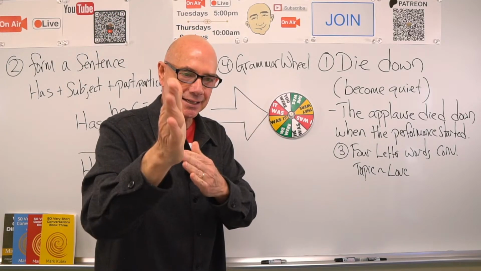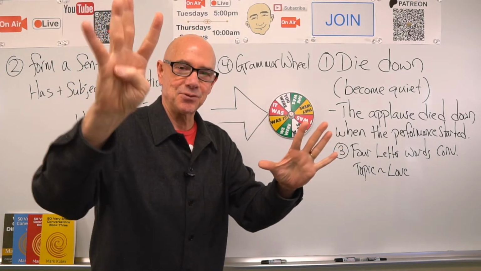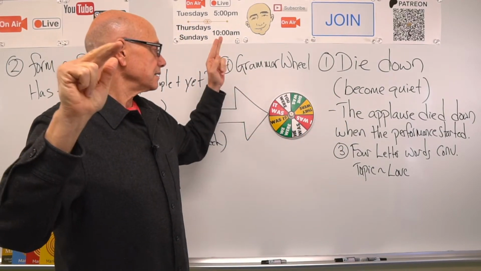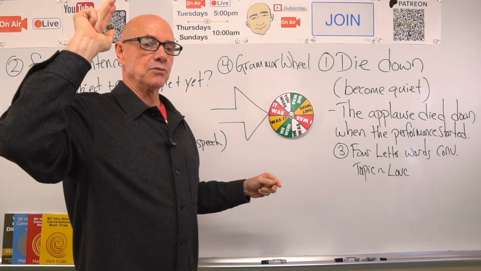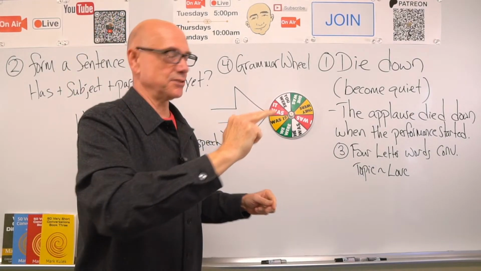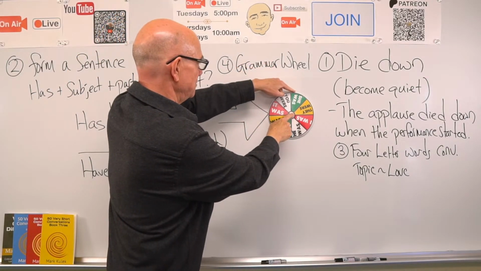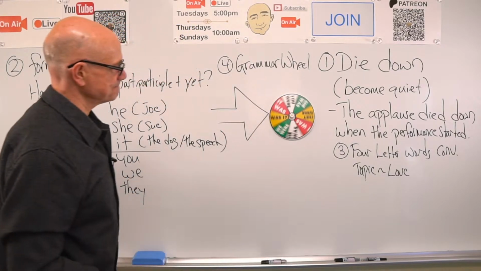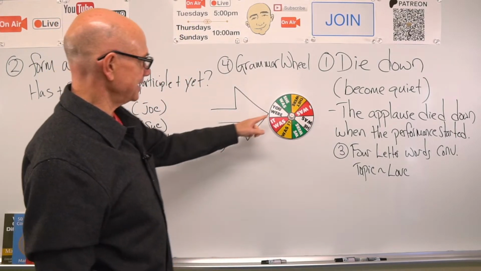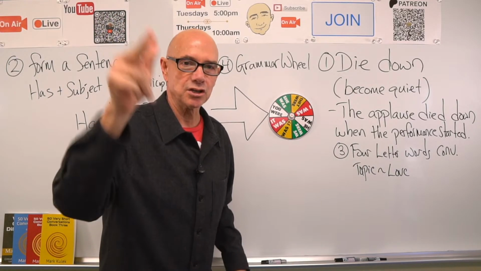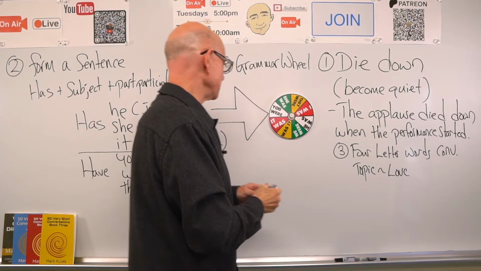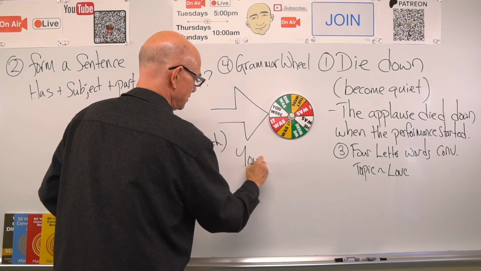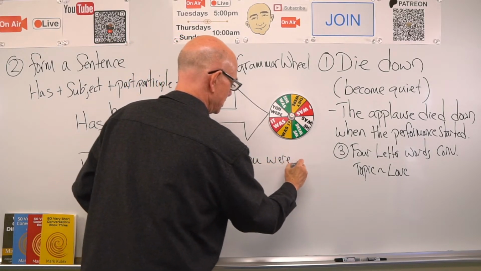Okay, are you ready? Here we go. Countdown. 5, 4, 3, 2, 1. I'm going to spin the wheel. Where it stops, no one knows. So here we go. Let's spin the wheel. Where it stops, no one knows. Okay. You were. That's our sentence starter. So start your sentence. You were.